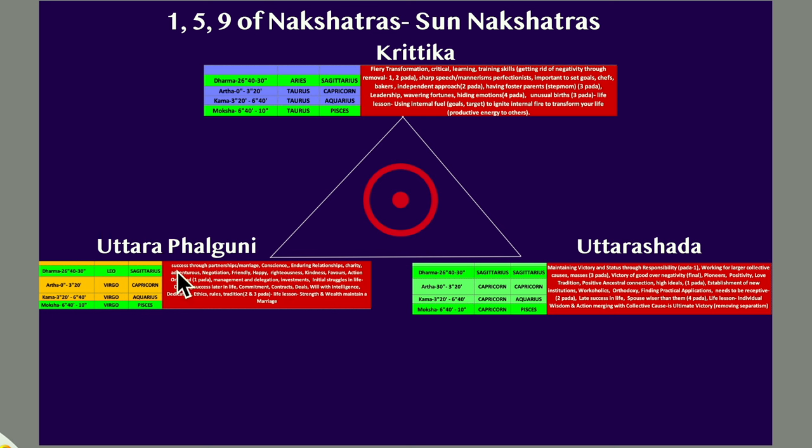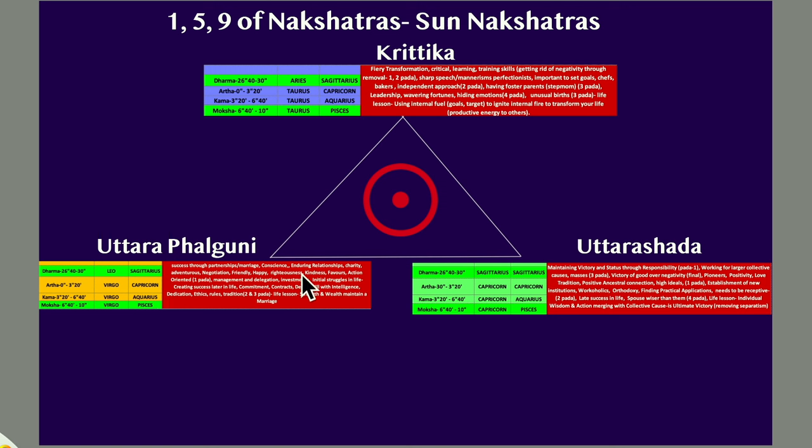Think of Leo and Sagittarius. Enduring relationships. They usually have late relationships, Uttaraphalguni people. But after they get married, they kind of get success. Charity, adventurous charity going into Virgo, going into Pisces, see, exalted form. Pisces is charity.